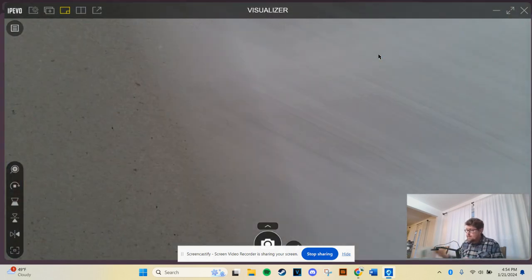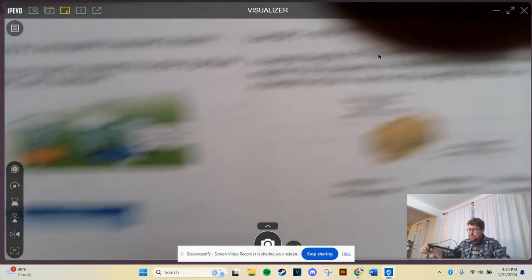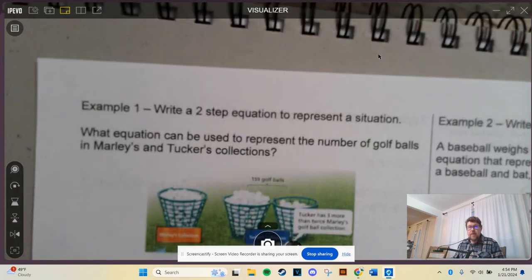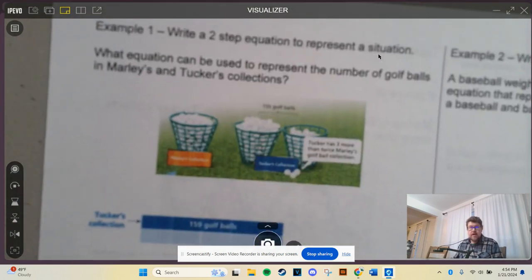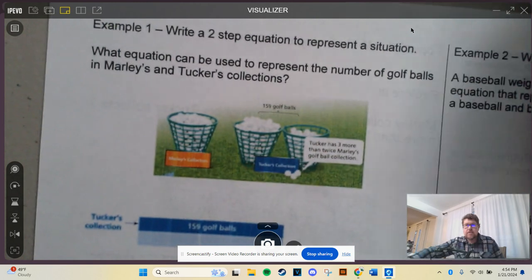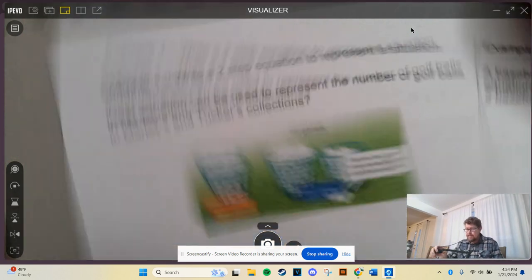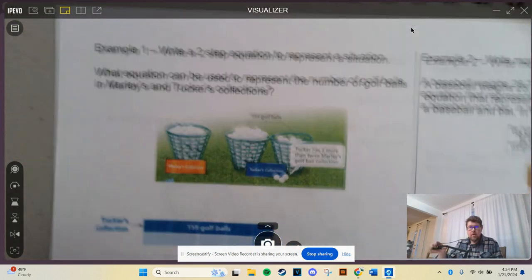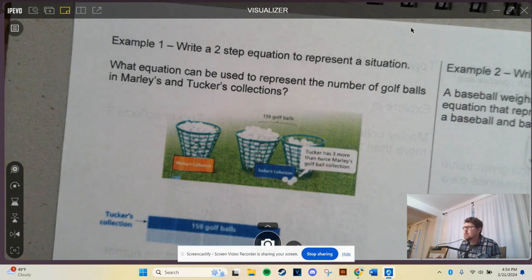All right, moving on. So we got example 1 right here. Write a 2-step equation to represent a situation. And we're actually continuing on the saga, the story of Tucker and Marley, the golf collecting dogs.